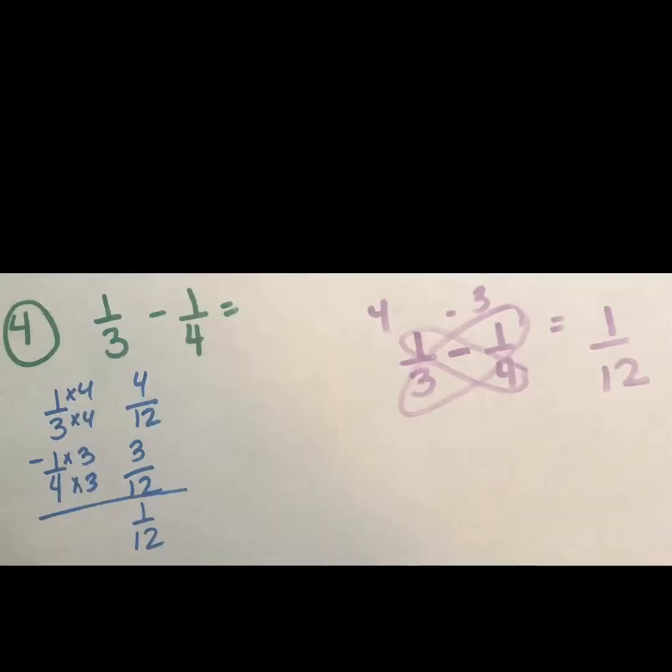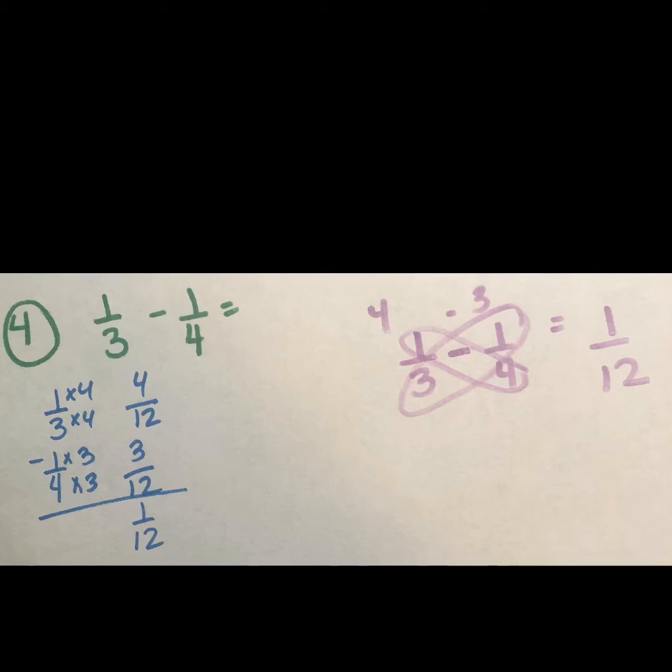Okay, here's number 4. 1/3 minus 1/4. Made equivalent fractions. They both go into 12. So you see what you multiply the denominator by to get to 12. 3 times 4 is 12. If you multiply by 4 there, you have to multiply the numerator by 4. So 1 times 4 is 4. At the bottom, you have 4 times 3 is 12, so you have to multiply the 1 times 3 as well. So 1 times 3 is 3. Subtract. 4/12 minus 3/12 is 1/12.